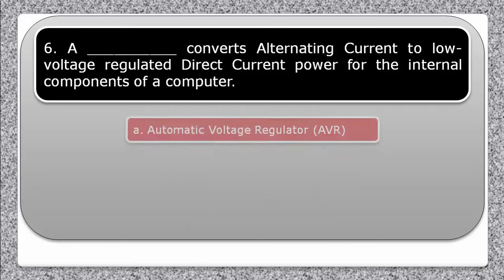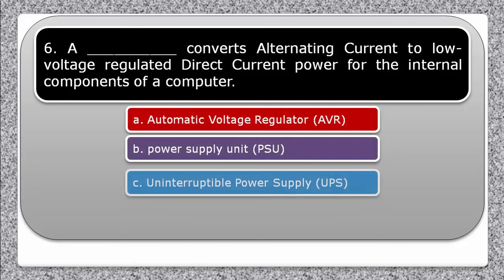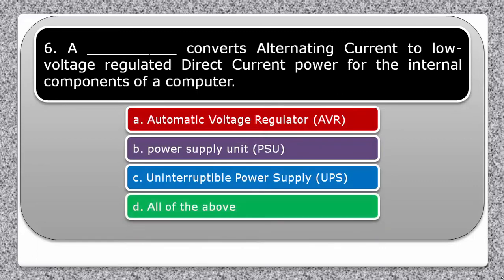Number 6. A blank converts alternating current to low voltage regulated direct current power for the internal components of a computer. Letter A, automatic voltage regulator. Letter B, power supply unit. Letter C, uninterruptible power supply. Letter D, all of the above.